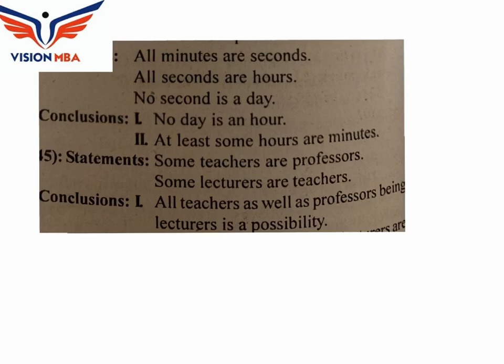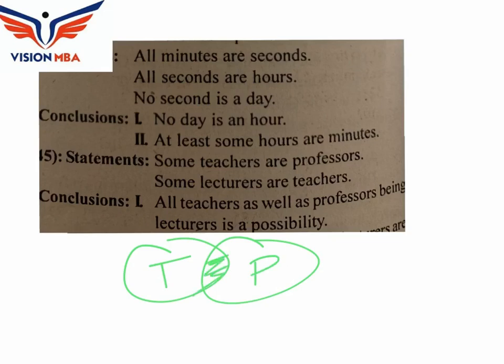Some teachers are professors. Some lecturers are teachers. So I'm covering this part. Now what is the conclusion? All teachers as well as professors being lecturers is a possibility. Yes, possibilities are endless. Remember that till the time it is not mentioned that something is not something else, possibilities are always on. And because of this word possibility, this is right. So of course conclusion 1 follows.